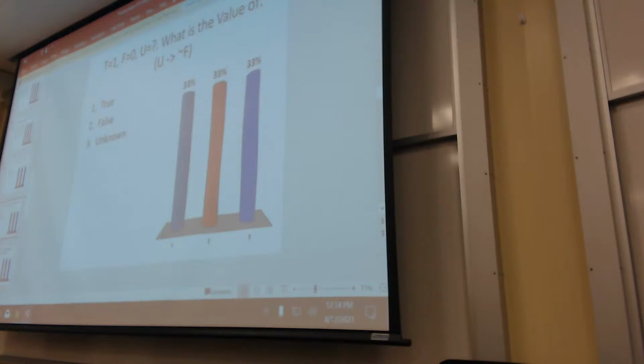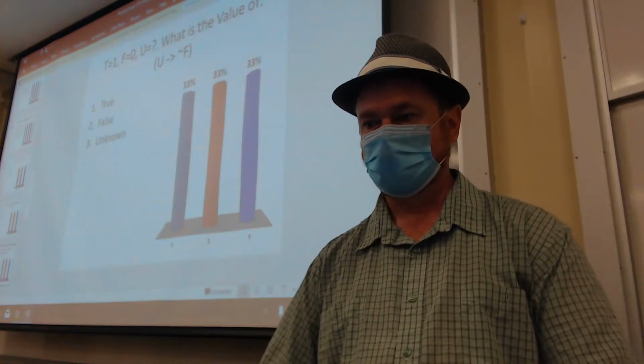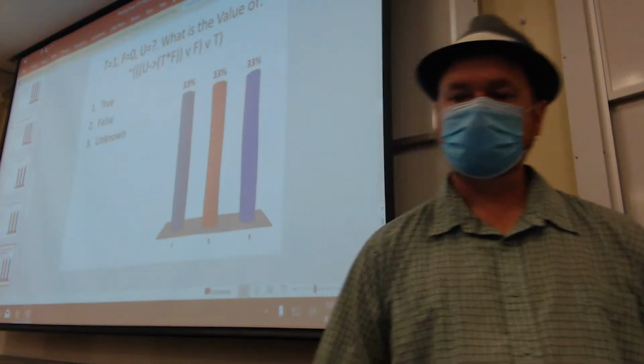All right, so here we plug in the different values for U. The not false is true both times. And the arrow is going to be true both times. So the answer is true. All right, here's a fun one.